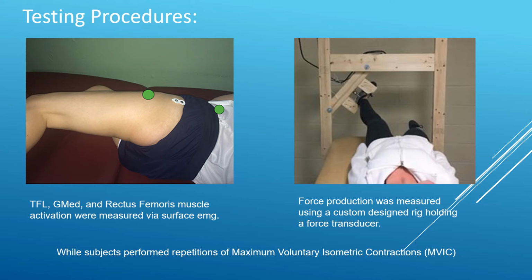So we did pre and post manipulation activation and force measurements. For activation, we put surface electrodes on TFL, glute med, and rectus femoris. We were most interested in TFL, so the protocol is you also capture the muscles on either side of it.